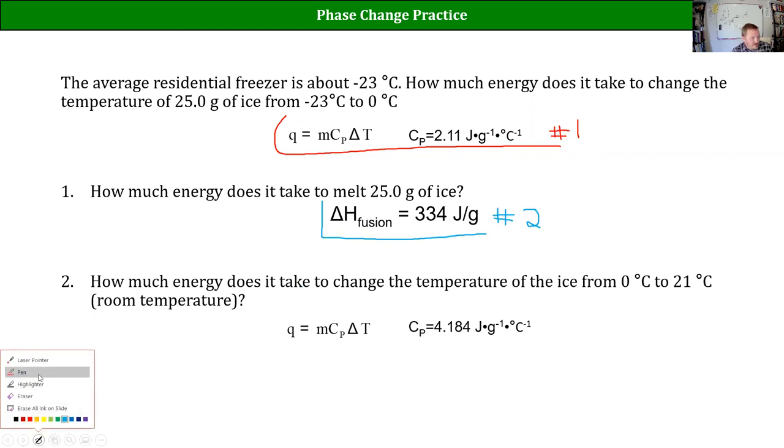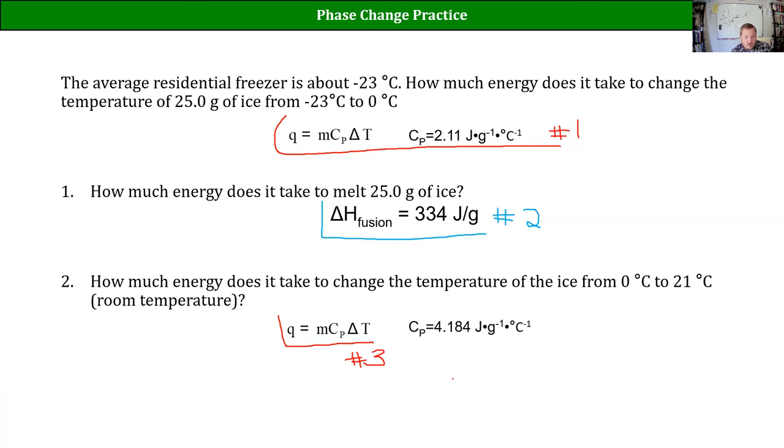And then last but not least, once we get through the phase change and our temperature starts changing again, well, anytime there's delta T, your first thought should be to use this equation. We have a different specific heat now, and our delta T is going to be different, but we can find Q as well.